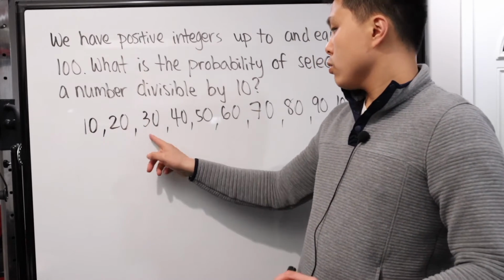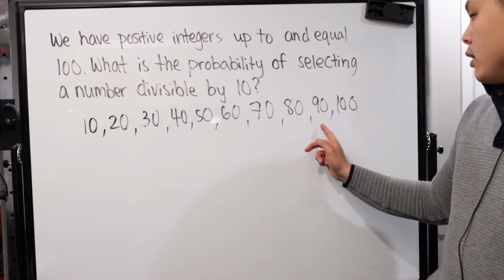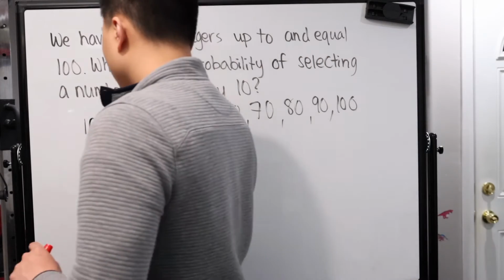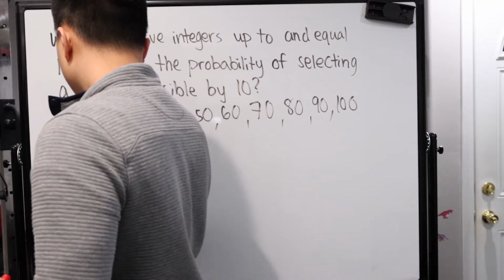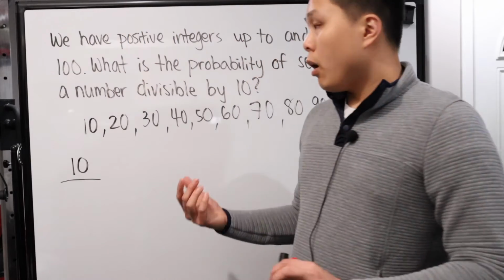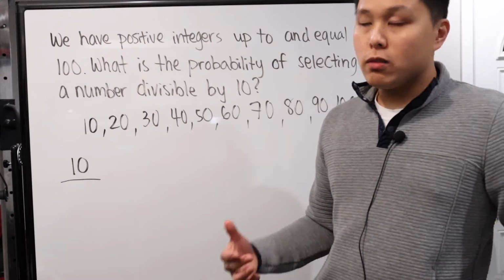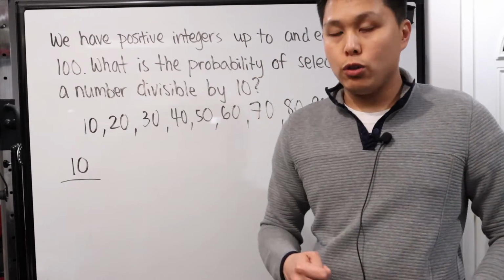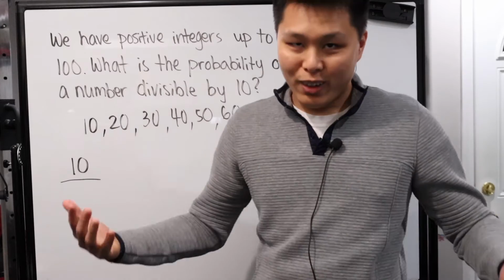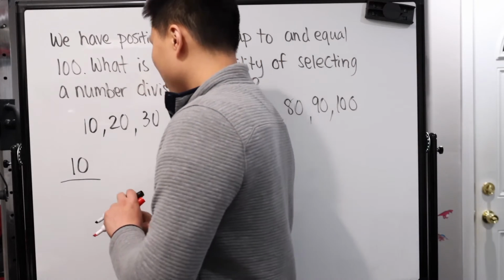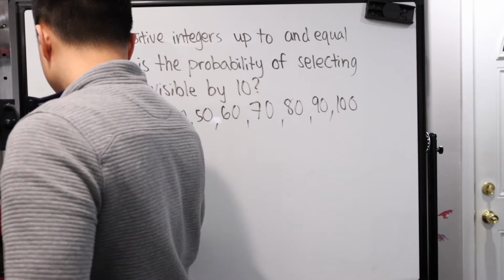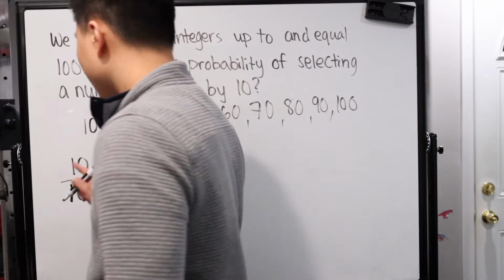So 1, 2, 3, 4, 5, 6, 7, 8, 9, 10. That's simple. So in our fraction, 10 on top. Well, all the possible positive integers up to and equal to 100, that's 1 all the way to 100. So that should be fairly simple. Right here, we have 100.